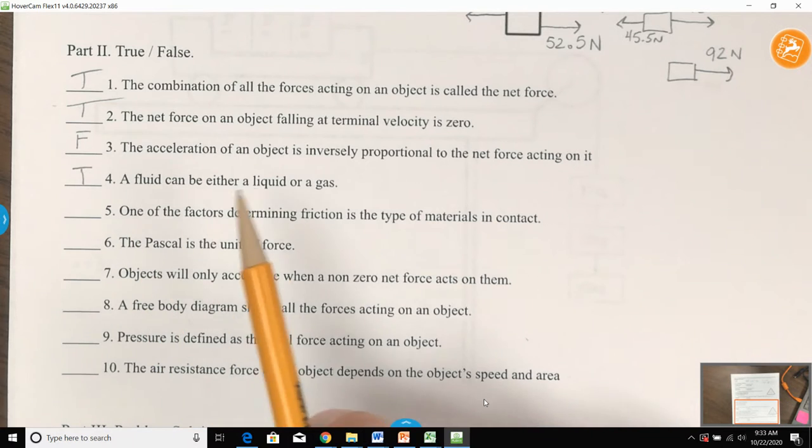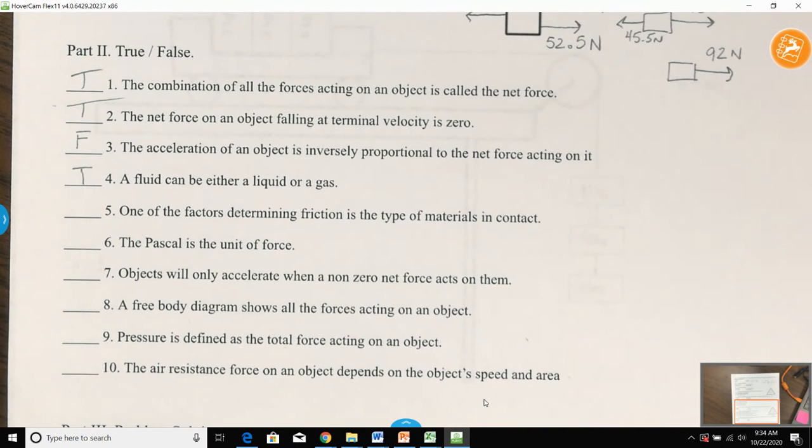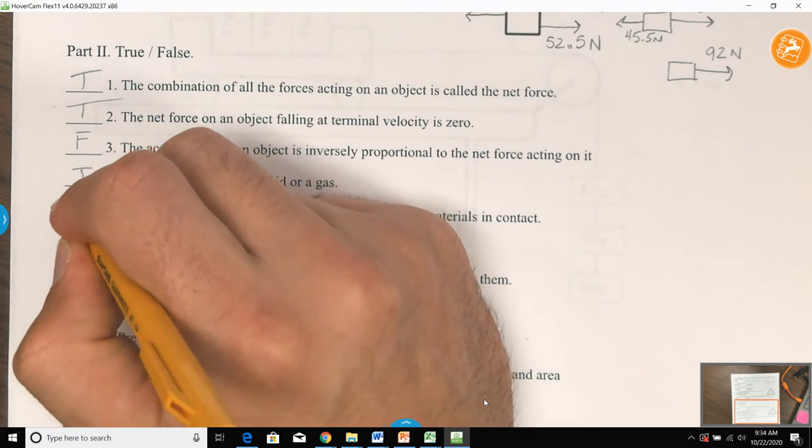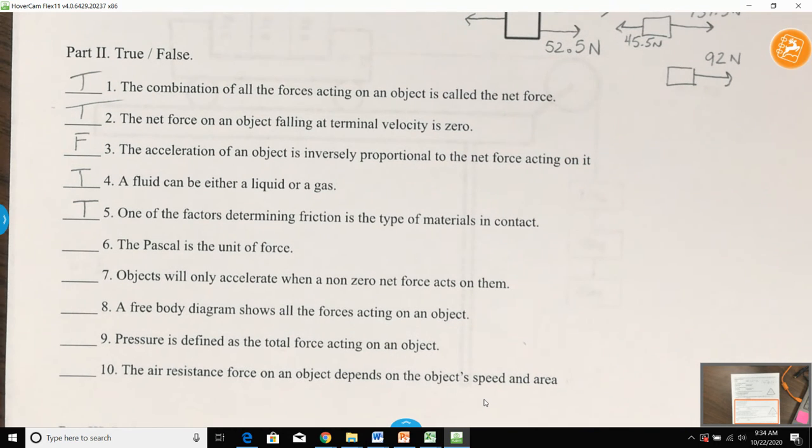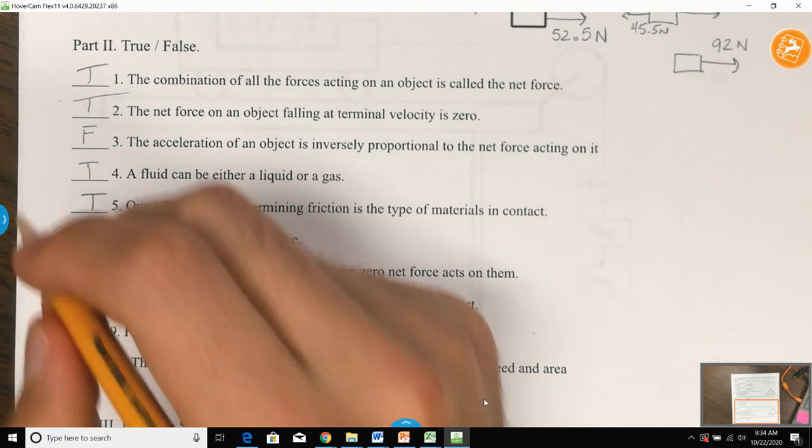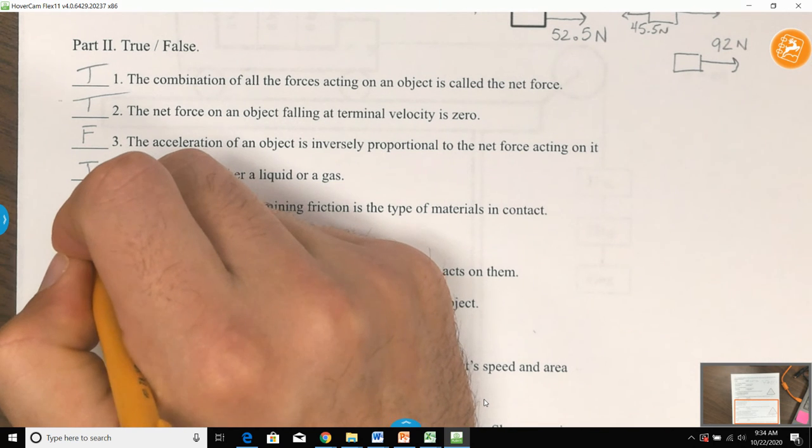Number 5, one of the factors determining friction are the type of materials that are in contact. So think about tires on concrete versus tires on ice. Does that play a role in friction? Yeah. So yes, then that would definitely be true. Pascal, is that the unit of force? Hell no. No. Absolutely not.